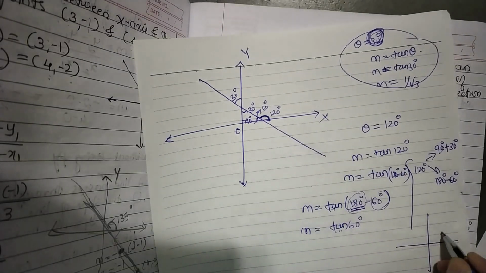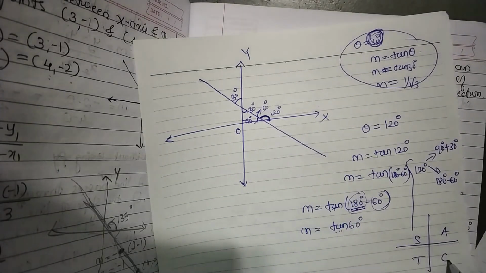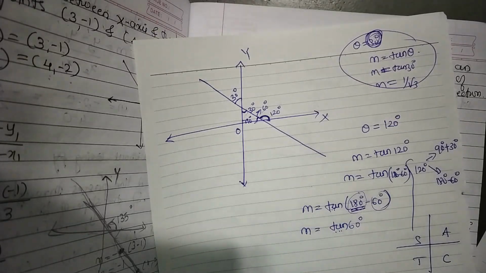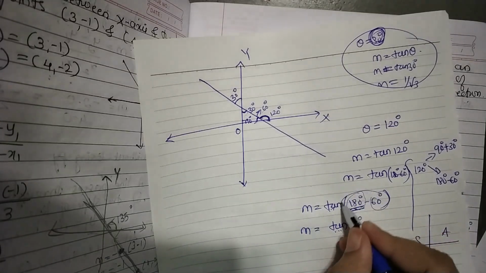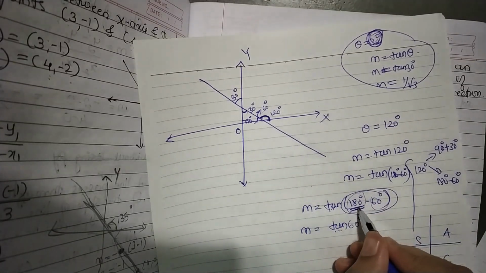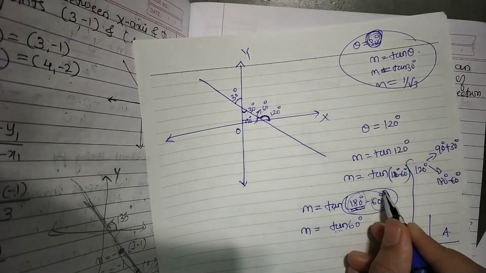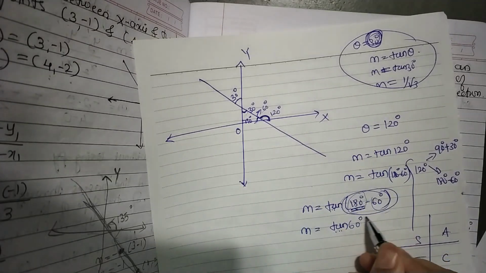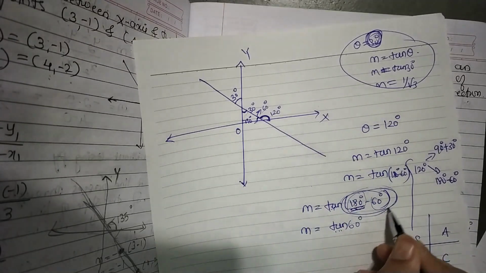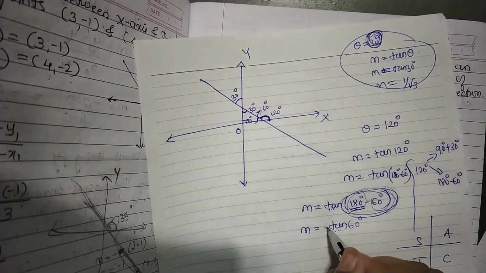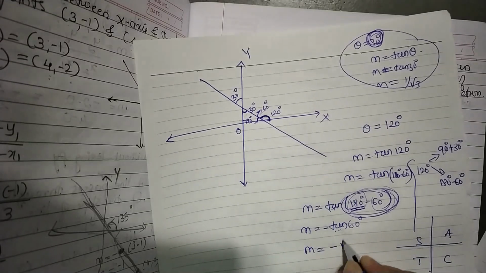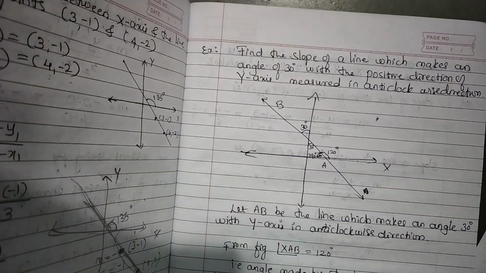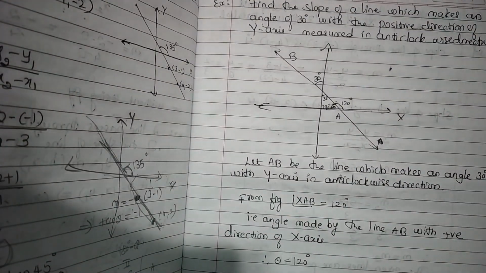And according to the ASTC rule, the second condition, the sign is taken according to the quadrant. This is a second quadrant angle, 180 degree minus theta, and in the second quadrant tan is negative according to the ASTC rule. Therefore m is equal to minus root 3 will be the answer. Okay, we'll continue some more examples in the next class. Thank you.